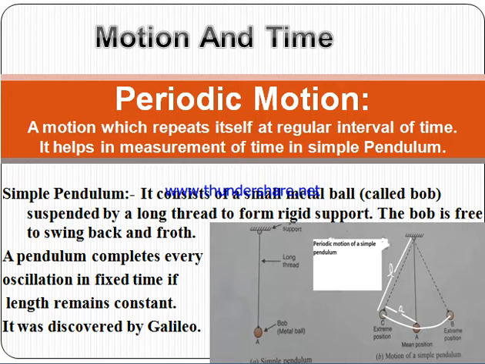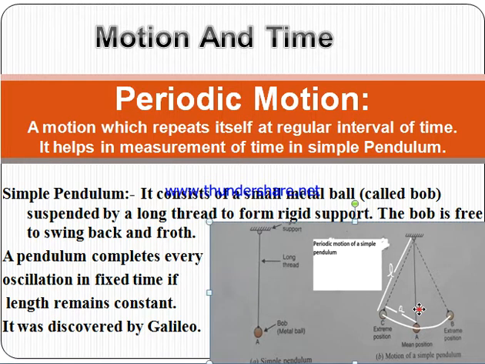Periodic means when you swing, the to and fro motion is known as periodic motion. Periodic means which regularly repeats after a regular interval of time. That which repeats after a regular interval of time is known as periodic motion.